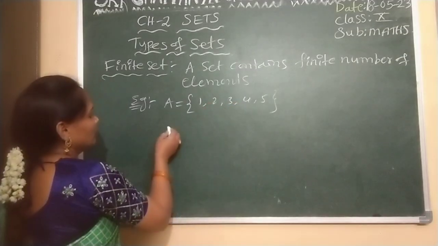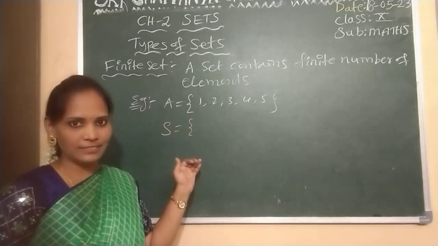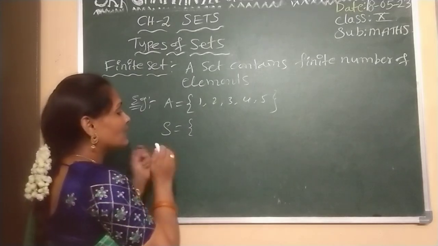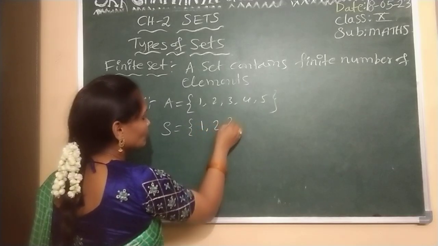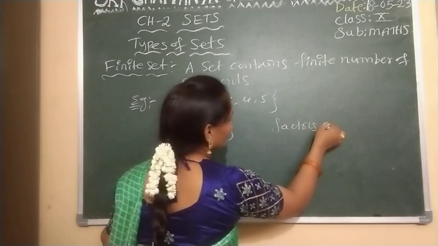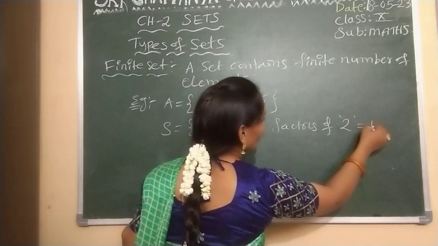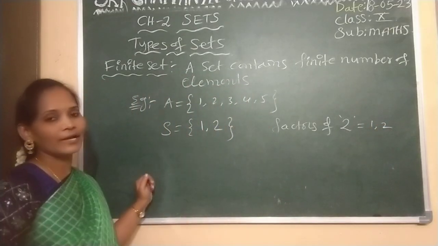One more example. Suppose I am taking one set S, which contains the factors of 2. What are the factors of 2? 1 and 2 only, right? So the factors of 2 are 1 and 2.